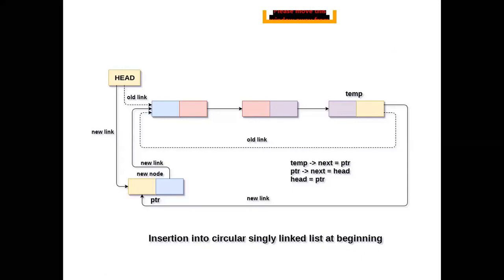One is at the beginning. Next one is at the end. Another one is after a node at a proper position, at a given position. Guys, can you tell me, is there any difference between single linked list and circular linked list when you are going to add the node in the given position or after a given node? Anybody can tell? Is there any difference?